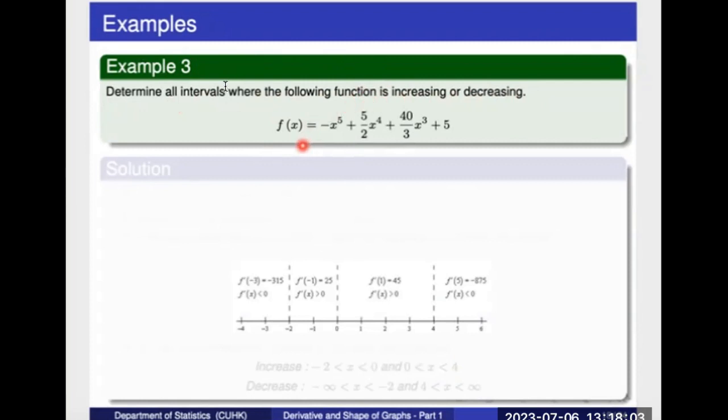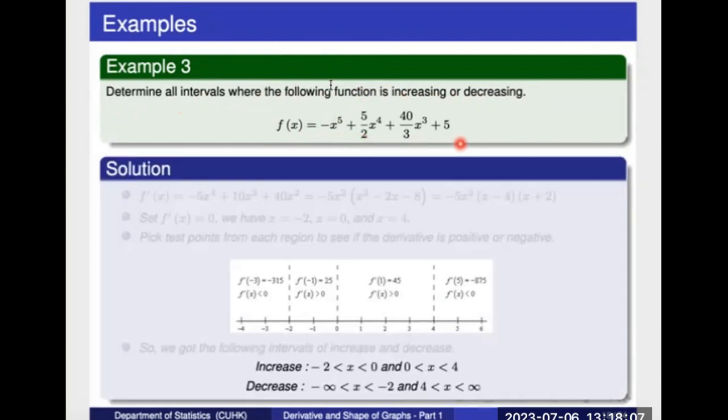The function is f of x equals negative x to the power of 5 plus 5 over 2 x to the power of 4 plus 40 over 3 x cubed plus 5. To do this, we need to find the derivative of f, which is f prime of x equals negative 5x to the power of 4 plus 10x cubed plus 40x squared.